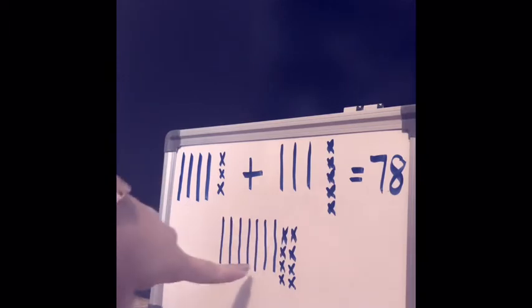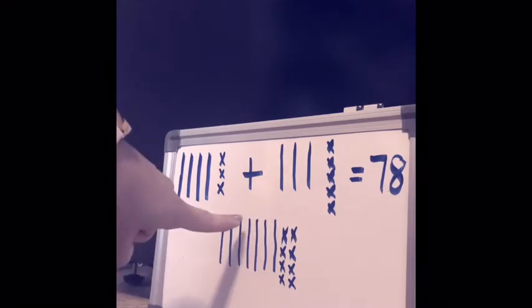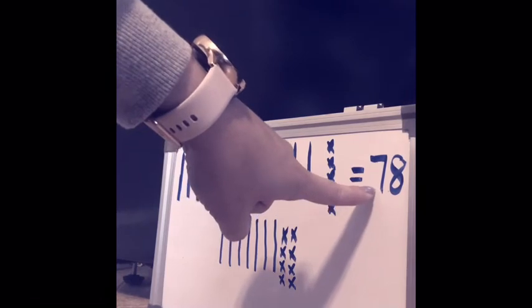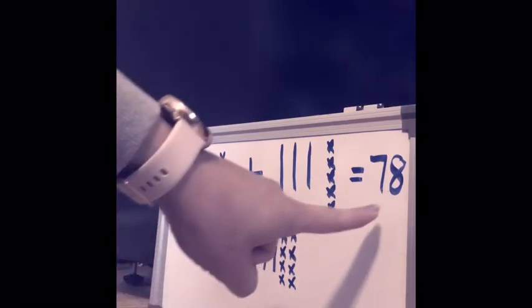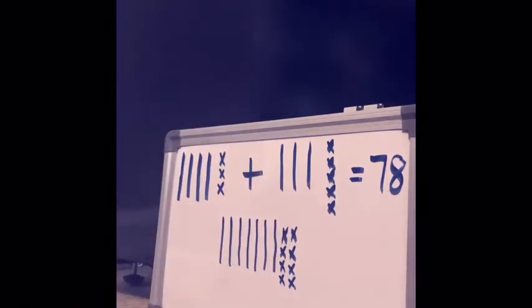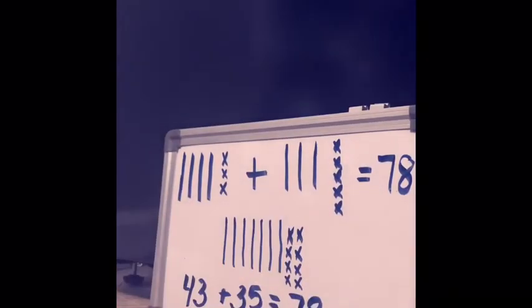7 rods or 10s is equal to the number 70. That's our 7 in the tens place. And then we have 8 cubes or 1s, and that's our digit in the ones place. So we have 43 plus 35 equals 78. And it also can look like this. 43 plus 35 equals 78. And the strategy that we used was base 10 blocks.